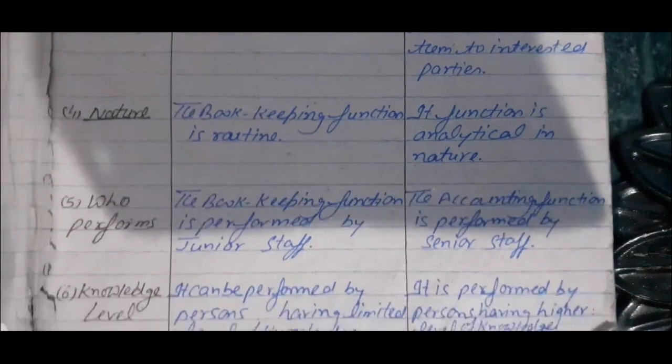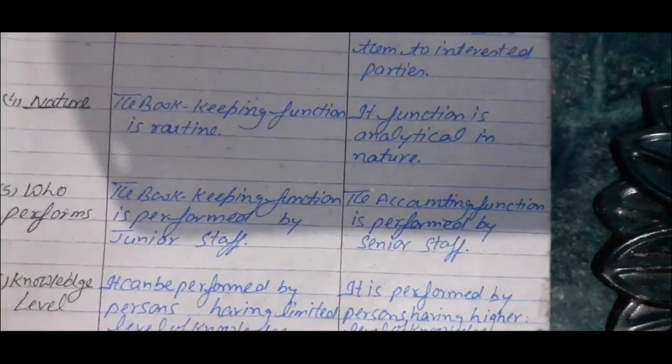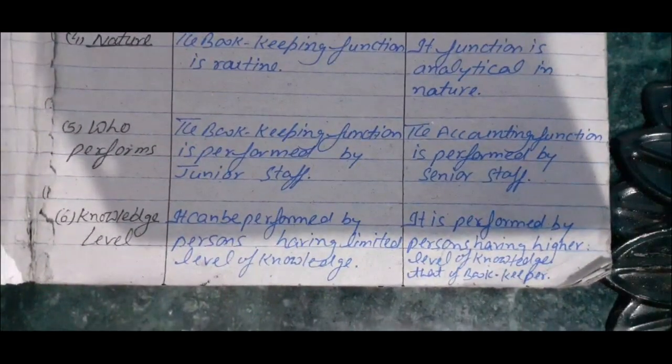Next, who performs? The bookkeeping function is performed by junior staff, and the accounting function is performed by senior staff as accountants. Next, knowledge level. Bookkeeping can be performed by a person having a limited level of knowledge, because no specific knowledge is needed, but accounting requires specific knowledge, as a senior staff or as an individual person.